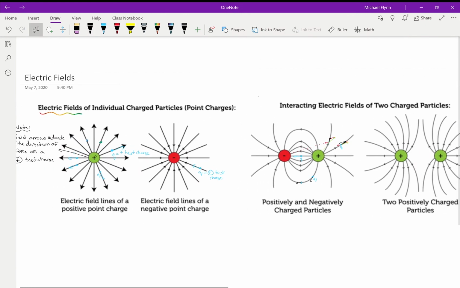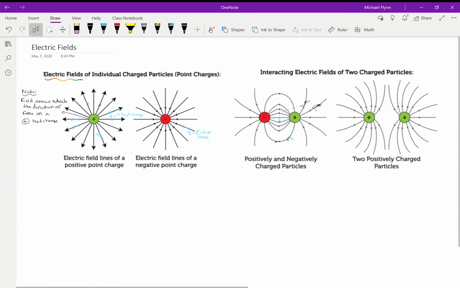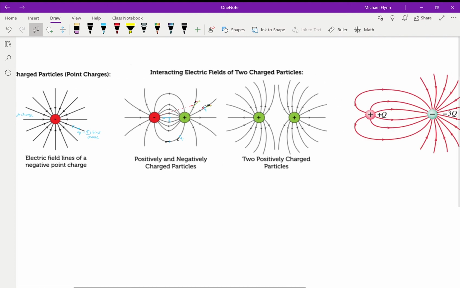You're only going to have to know these 4 diagrams for a quiz or a test or something like that. So what they look like. Usually I get students to draw them, but with this pandemic, I don't know if I'll be able to do that. But I'll find another way of asking you questions about that.